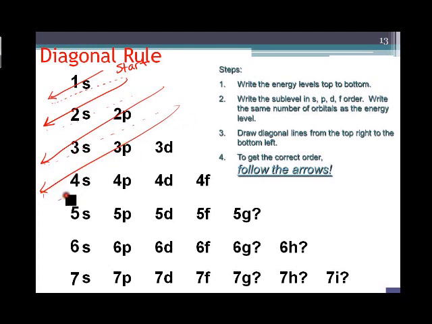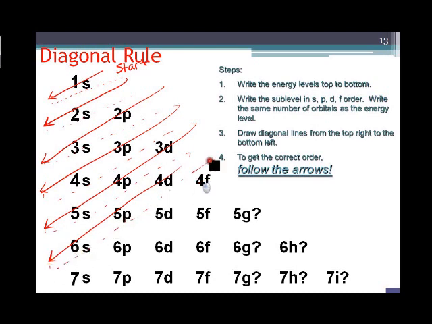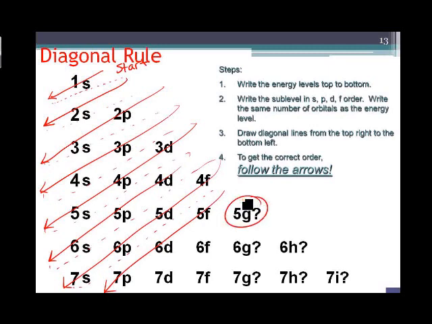3p and 4s, 3d, 4p and 5s, 4d, 5p, 6s, 4f, 5d, 6p, 7s, 5f, 6d, and 7p. Now, remember the 5g that we said we didn't have to worry about? This is where we stop. This is the end of our periodic table, so we don't need to go any farther.